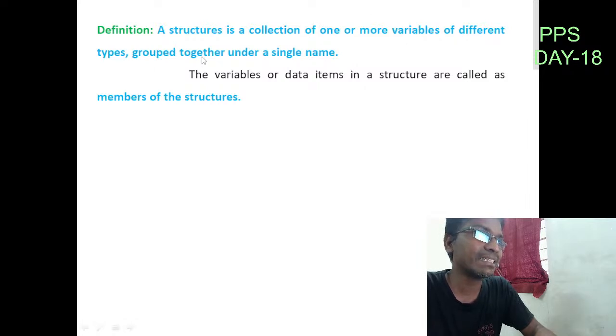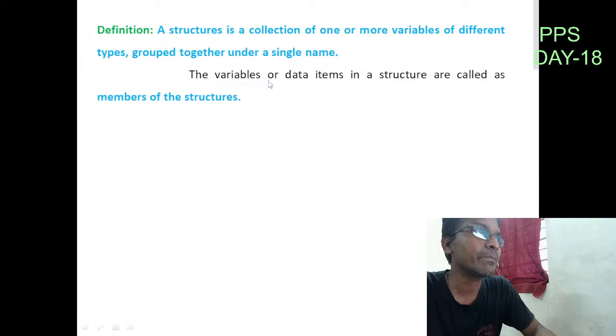An array is a collection of similar data types that share a common name, whereas a structure is a collection of different data types. All these different data types will be together under one single name, like an array. But the difference is that a structure has different data types, whereas an array has similar data types.